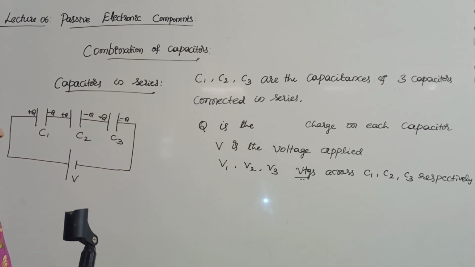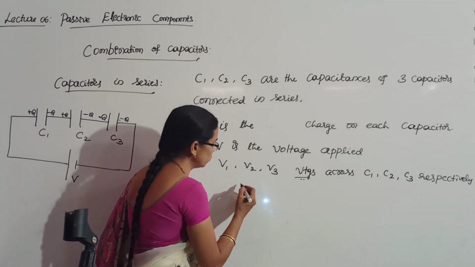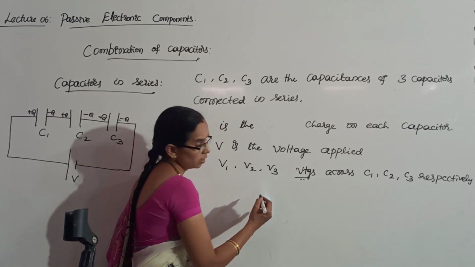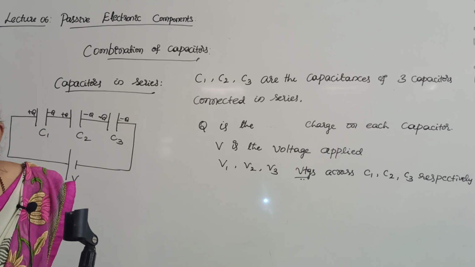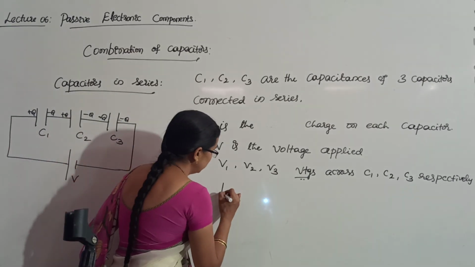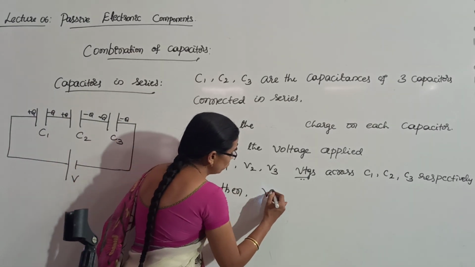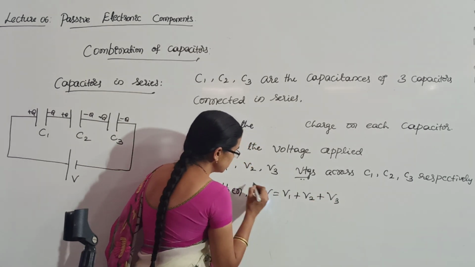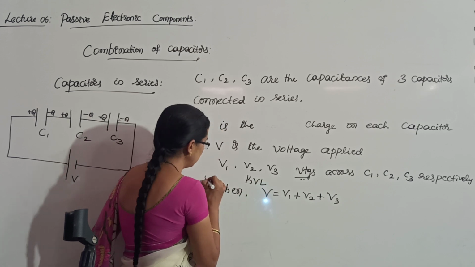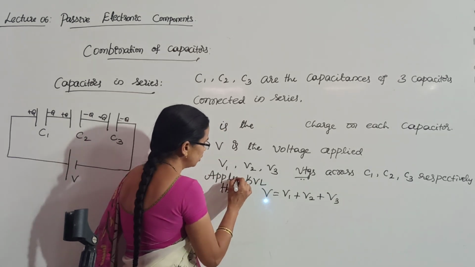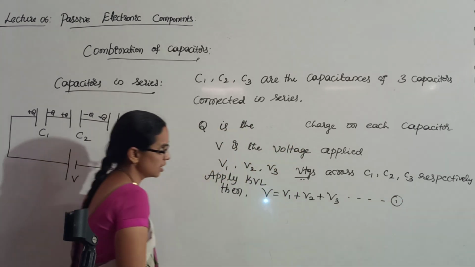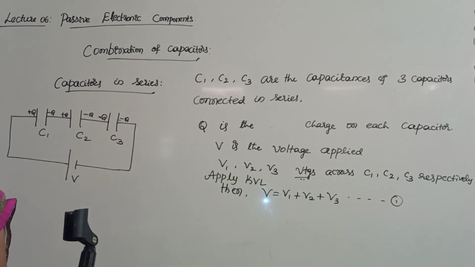So what happens? We know that Q is equal to CV. Then V is equal to V1 plus V2 plus V3. This is according to KVL. If I apply KVL to the circuit, V is equal to V1 plus V2 plus V3. Call this equation 1.